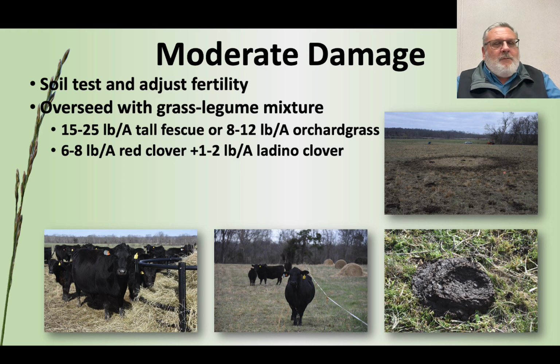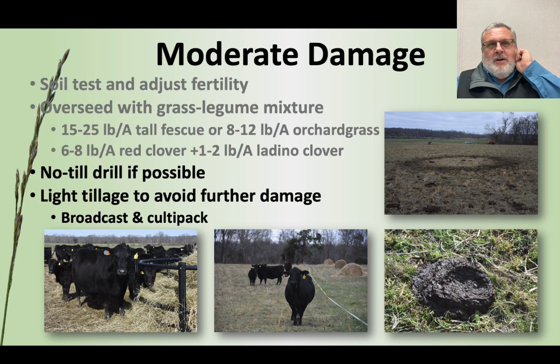For us, 15 to 25 pounds of tall fescue or 8 to 12 pounds of orchard grass, or a combination of the two, would work fine. Then we can put a little bit of clover in, 6 to 8 pounds of red clover, a pound or two of ladino clover. That's going to be a pretty good mixture for overseeding those moderate disturbance areas.